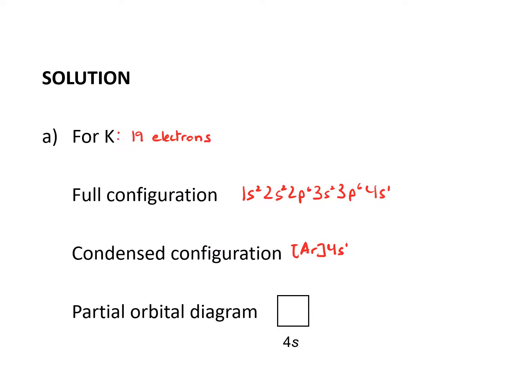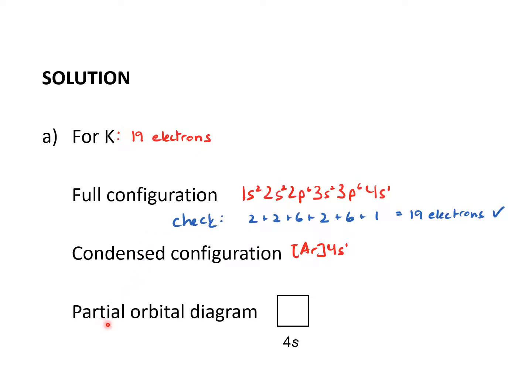Now we can check our work. As we said previously, potassium should have 19 electrons, and therefore we have 2 electrons in the 1s atomic orbital, 2 electrons in the 2s atomic orbital, 6 electrons in the 2p atomic orbitals, 2 electrons in the 3s atomic orbital, 6 electrons in the 3p atomic orbitals, and 1 electron in the 4s atomic orbital, which gives us a total of 19 electrons. So our answer should be correct.